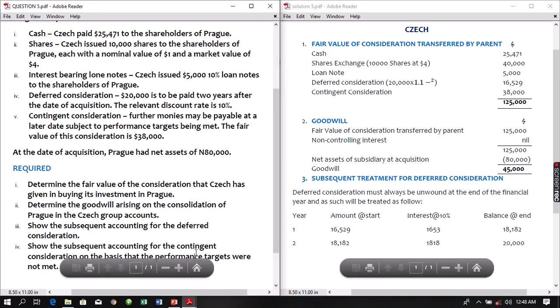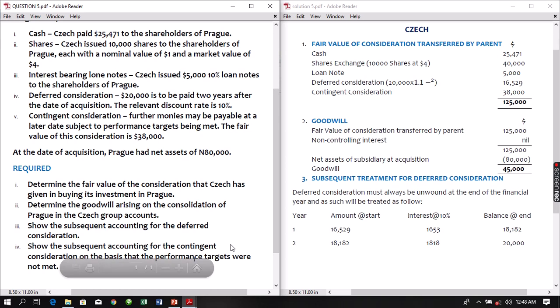And for the last one, we are told: what is the subsequent accounting for contingent consideration? Very easy. We define contingent consideration as the consideration that is going to be furnished in the future based on occurrence or non-occurrence of certain events. Now, if the event happens in the future, the company has to pay the money. But if the event they agreed on did not happen in the future, what will happen? Very easy. It means that the company won't have to furnish that consideration.